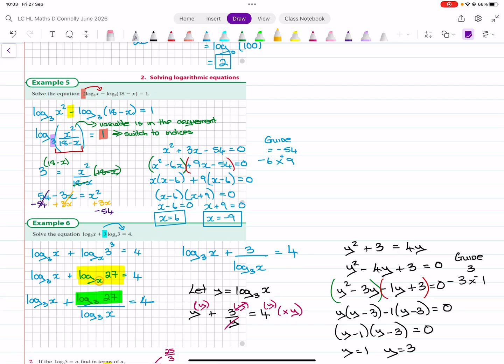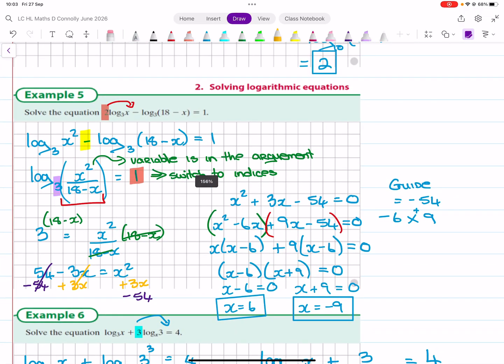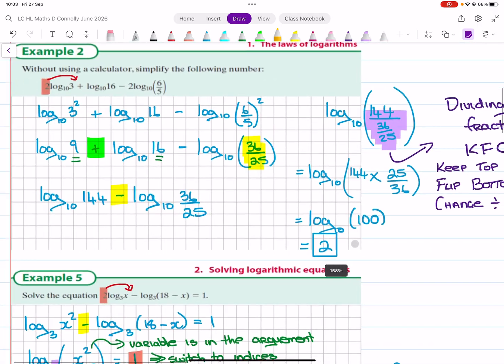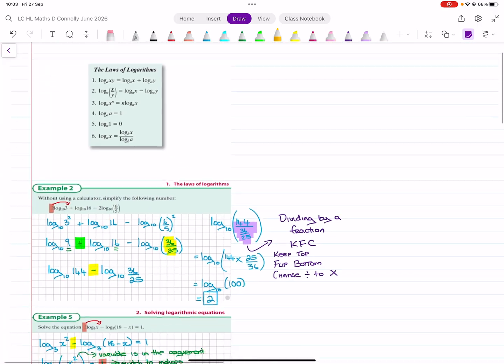Now this one possibly should have rejected the minus 9. Let's try sub it in. So 2 log to the base 3 of minus 9 minus log to the base 3 of 18 minus 9. And that equals, yeah, that's an error. So this gets rejected as well. And here I just got 2, so that one should be fine, and that's it.